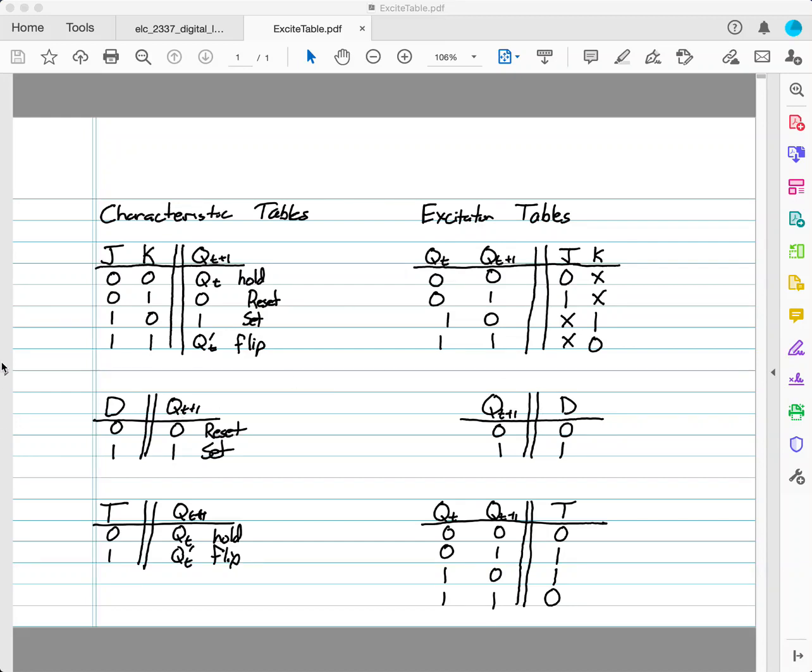Hello, everybody. We're going to talk about how to get excitation tables from characteristic tables. Now, characteristic tables are used to do analysis. So imagine you already have a circuit and you want to find out, what is the actual underlying design of this? What does the state table look like? Basically, how does this all work?